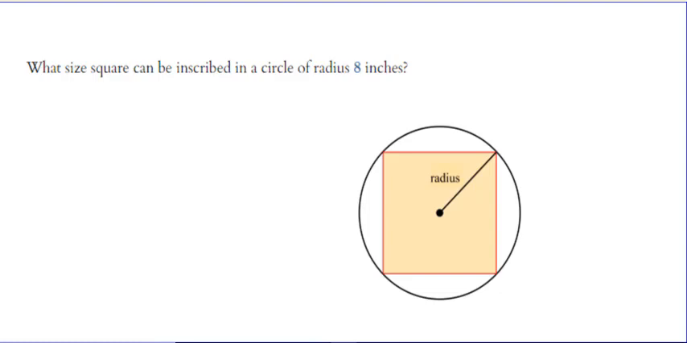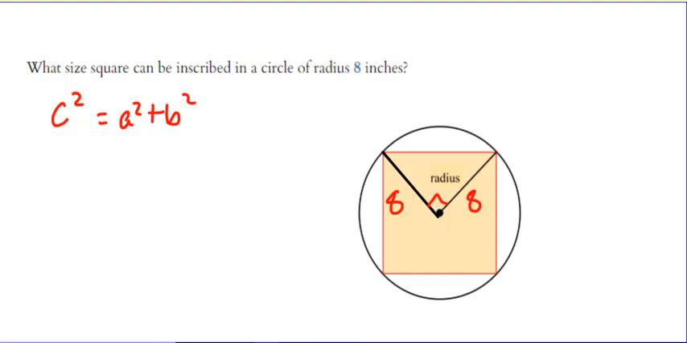What size square can be inscribed in a circle of radius 8 inches? All right, we all know that squares have the same sides, right? All the sides are the same for a square. So if I come in here and put another radius right there, what you have is this is 8, and that is 8, and that is a right triangle, which makes this, guess what, guys? It's good old Pythagorean theorem, right? C squared equals a squared plus b squared, right?